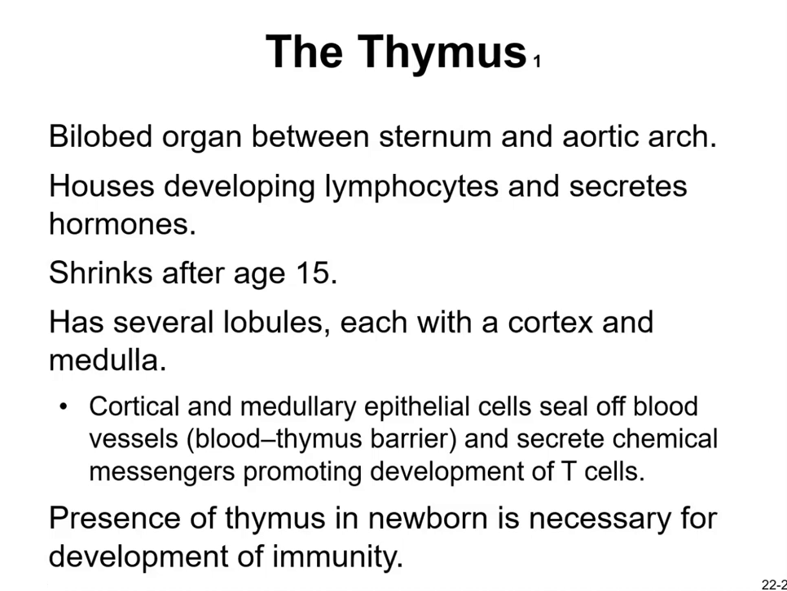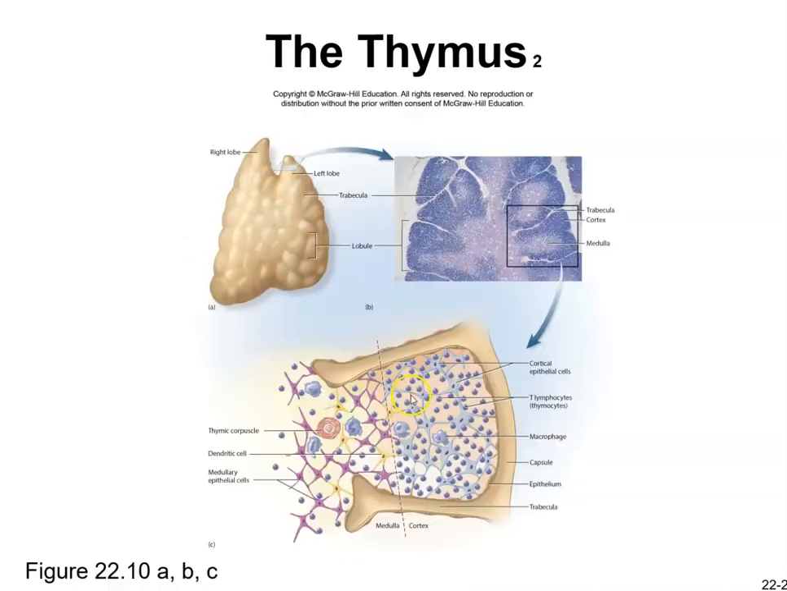Presence of the thymus in a newborn is necessary for development of immunity. So that's why a child has a huge thymus, so it's got to develop its immune system. So here's the thymus, the right lobe, left lobe. Okay.